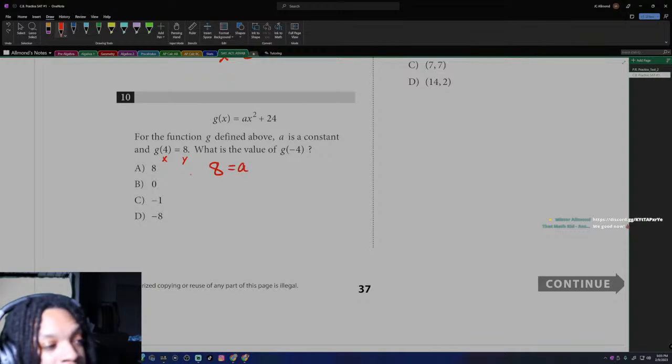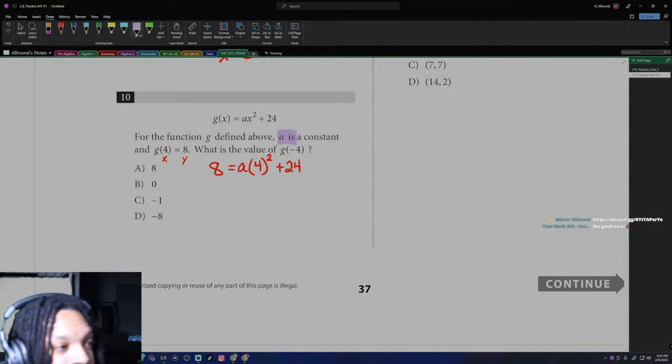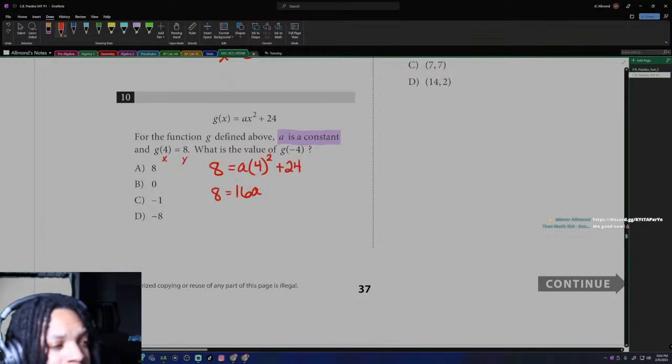They're telling us that when y is 8, x is 4. So I'm going to go a times, like I said, x is 4, that is being squared, plus 24. I can use that to find a, and then a is going to be the same regardless of what x is. How do I know that? I'm glad you asked. It's because they tell us that a is a constant, so a does not change. All right, so let's solve for a. So I got 8 equals a times 4 squared, what, 16? 16a plus 24. This is non-calculator too.